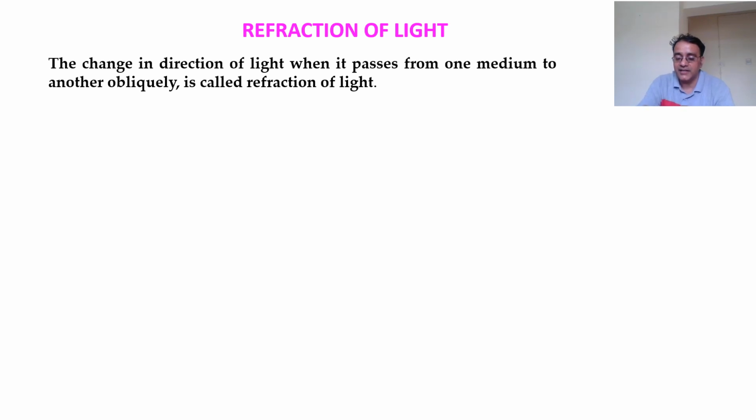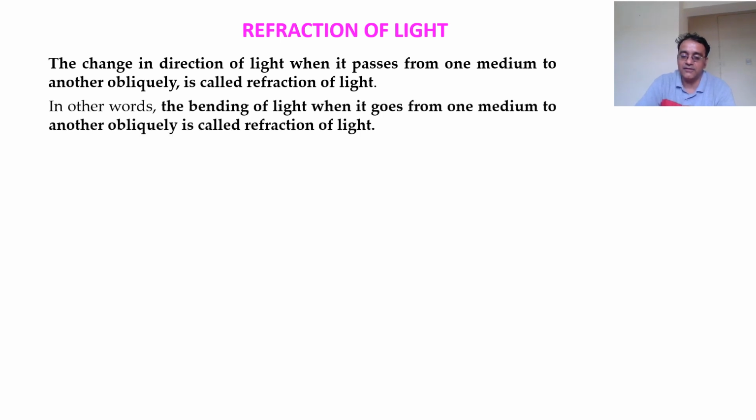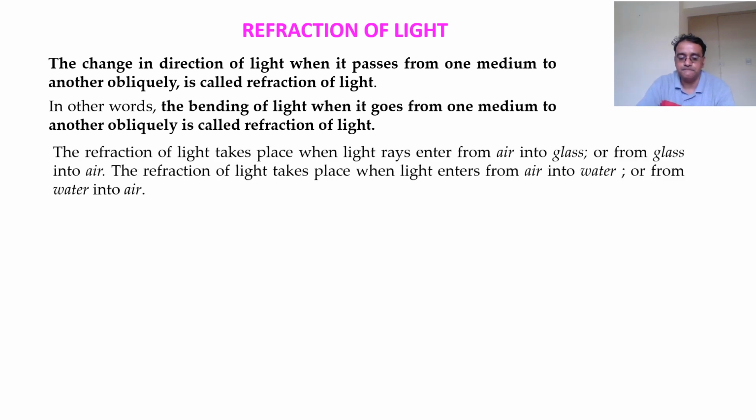In other words, we can say that bending of light when it goes from one medium to another obliquely is called refraction of light. The refraction of light takes place when light rays enter from air to glass, or from glass into air, or air into water, or water into air. So now let us see what are the causes of refraction.